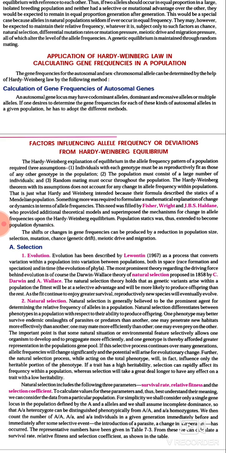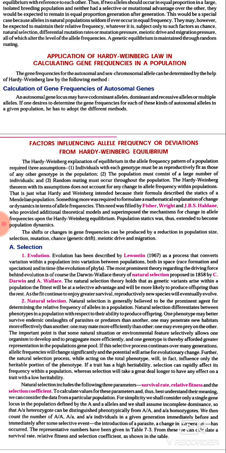If a trait has a high heritability, selection can rapidly affect its frequency within a population, whereas selection will take a great deal longer to have any effect on a trait with a low heritability. Natural selection includes the following three parameters: survival rate, relative fitness, and the selection coefficient.